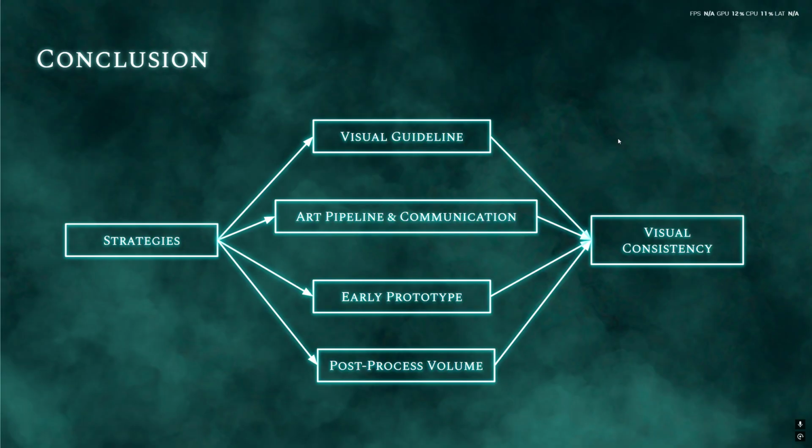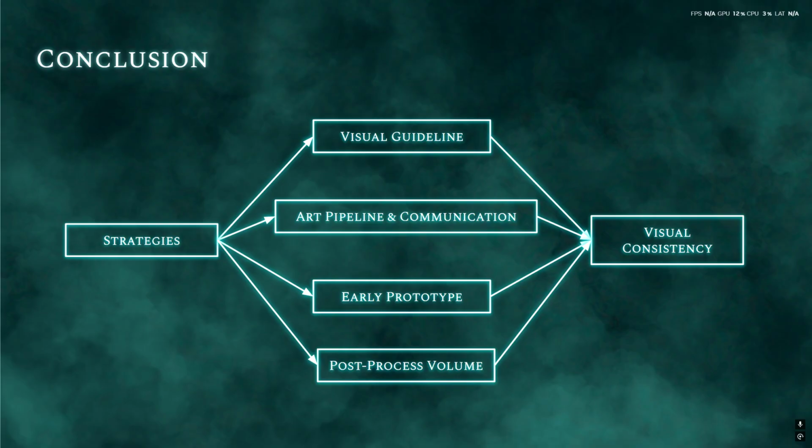So in conclusion, visual consistency is essential to the success of a video game. There are several practical strategies that we used that are helpful for small teams to minimize visual inconsistency. First, while creating an art Bible may not be necessary, creating a lightweight visual guideline can be highly effective.